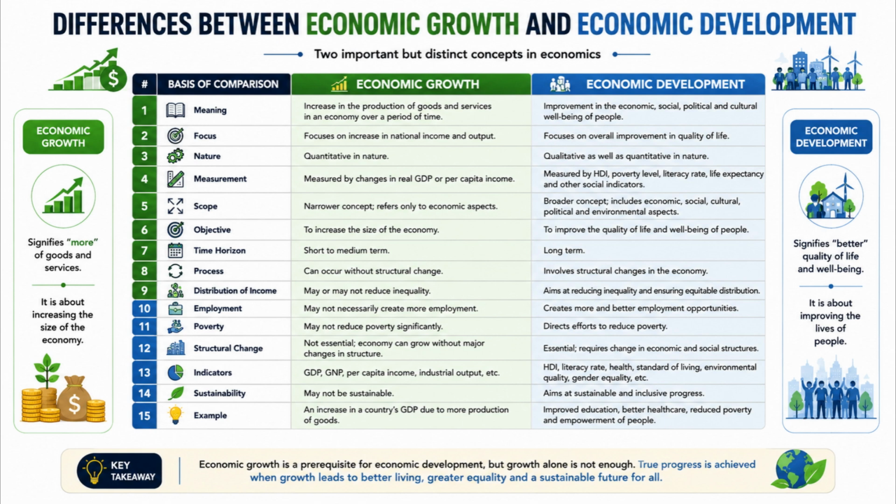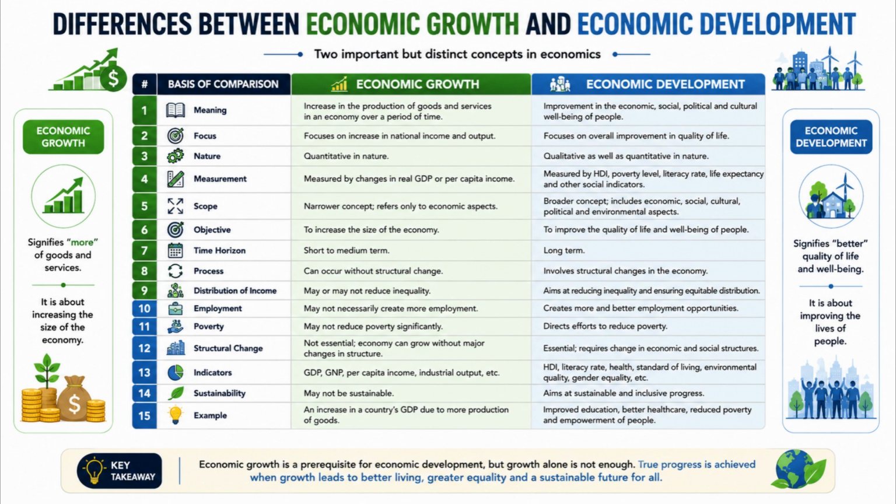Number 3. Economic growth is quantitative in nature because it deals with numerical increases, whereas economic development is both quantitative and qualitative in nature. Number 4. Economic growth is measured through indicators such as GDP and per capita income, whereas economic development is measured through HDI, literacy rate, life expectancy, and poverty levels.